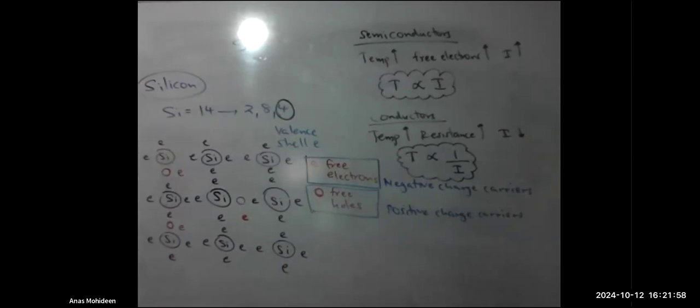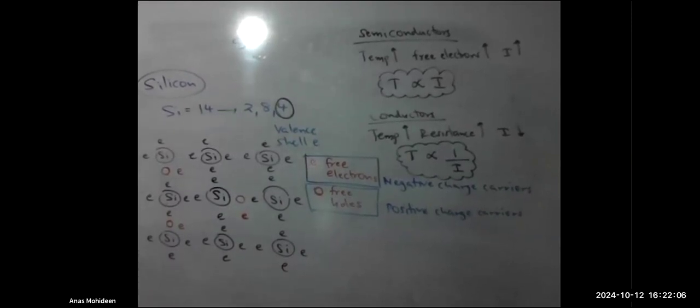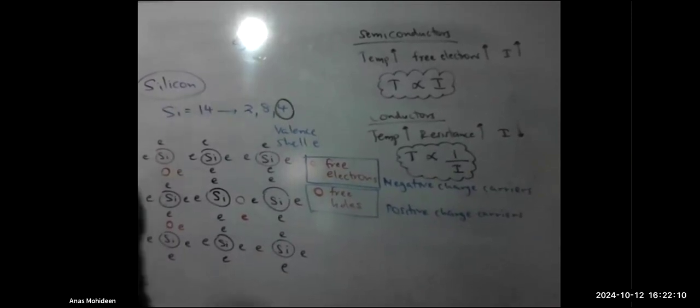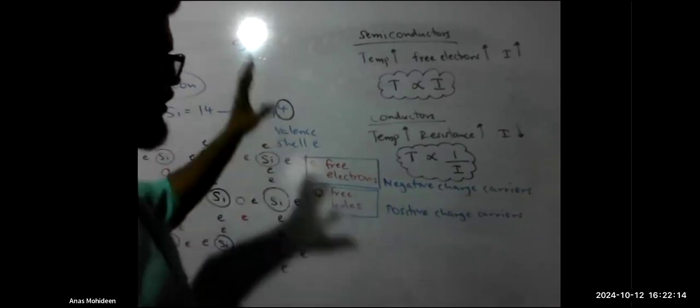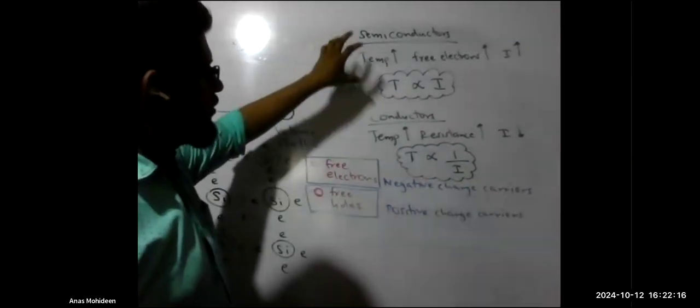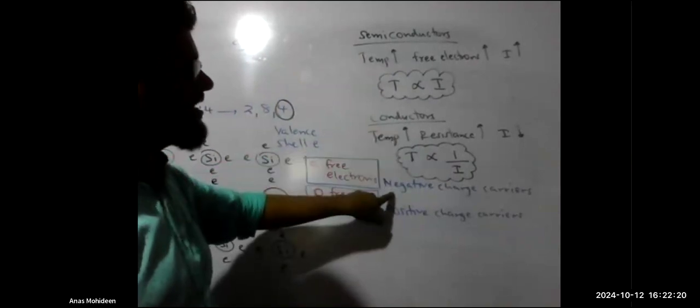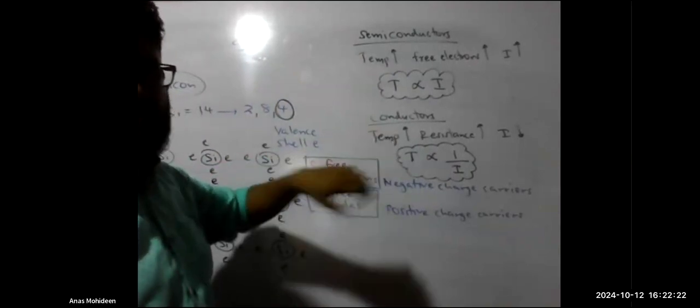But when you come to semiconductors, both electrons and holes are there. So they have both negative and positive charge carriers. In semiconductors, they have both negative and positive charge carriers, but in conductors, only negative charge carriers are there. So this is also one difference between them. Are those points clear?